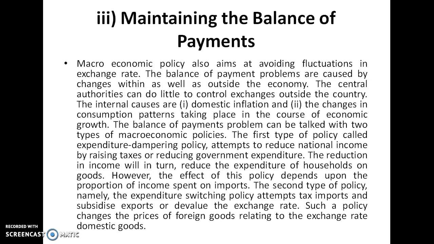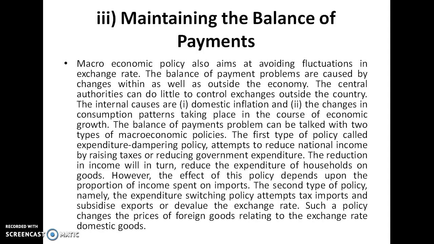Then the third objective is maintaining the balance of payments. Macroeconomic policy also aims at avoiding fluctuations in the exchange rate. The balance of payments problems are caused by changes within as well as outside the economy. The central authority can do little to control changes outside the country. The internal causes are mainly due to domestic inflation and the changes in the consumption pattern taking place in the course of economic growth. The balance of payments problem can be tackled with two types of macroeconomic policies.